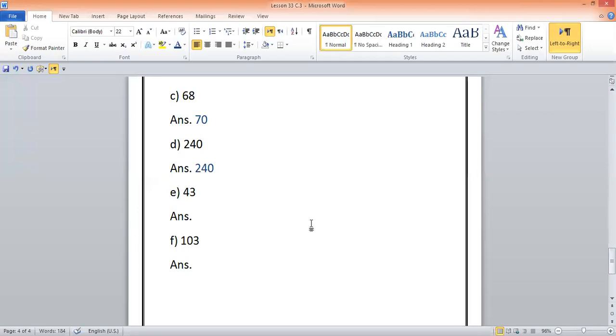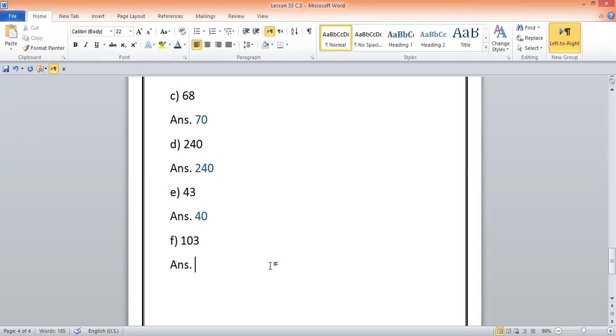Now coming to E, guys, 43. Can you tell me 43? The answer is 40. Why 40? Because 3 is less than 5. You don't need to add 1 to the 4. Just write 4 and 0. It is 40.